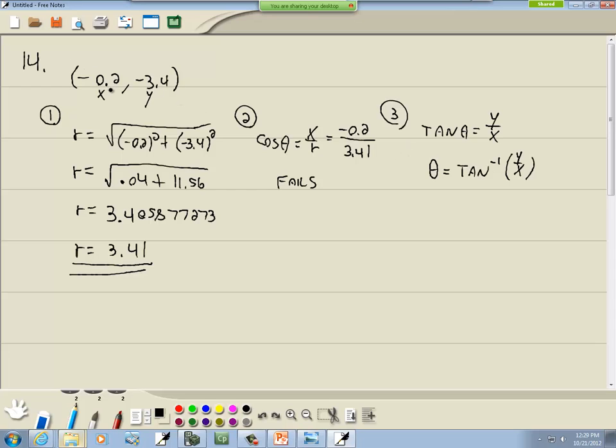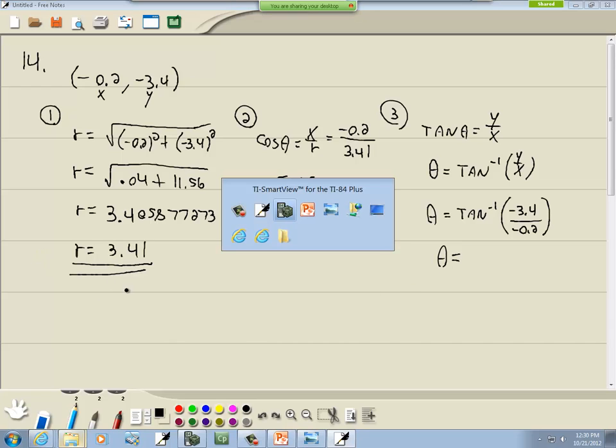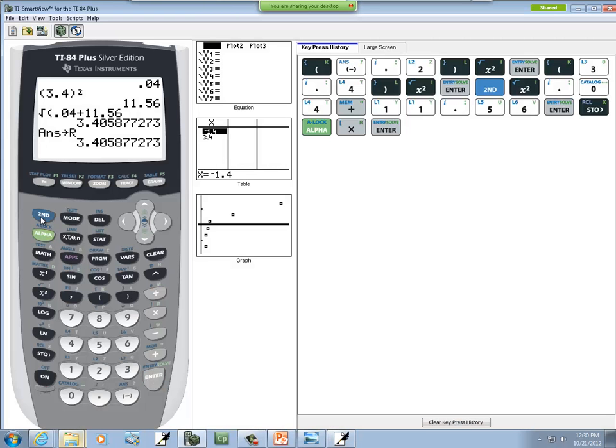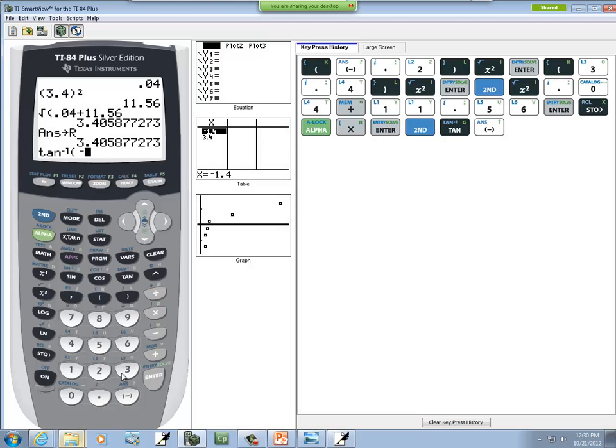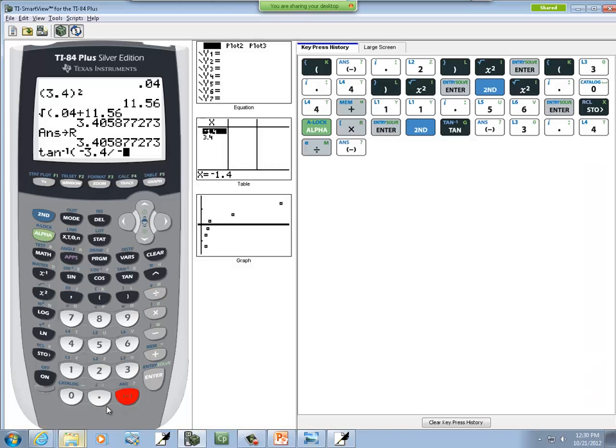Now I'm going to plug these in. And y is negative 3.4, and x is negative 0.2. Let's see what this gives us. So second tangent, negative 3.4 divided by negative 0.2. Close parentheses and enter.